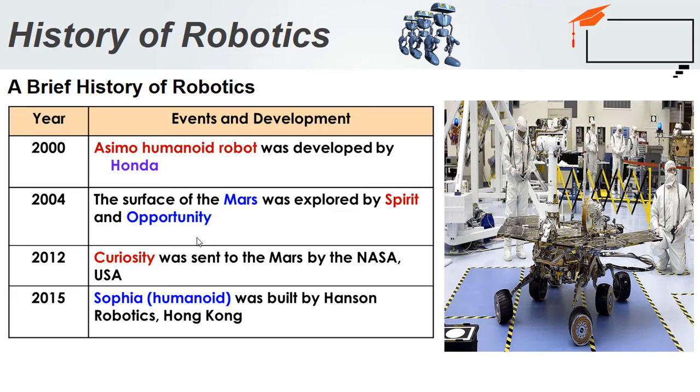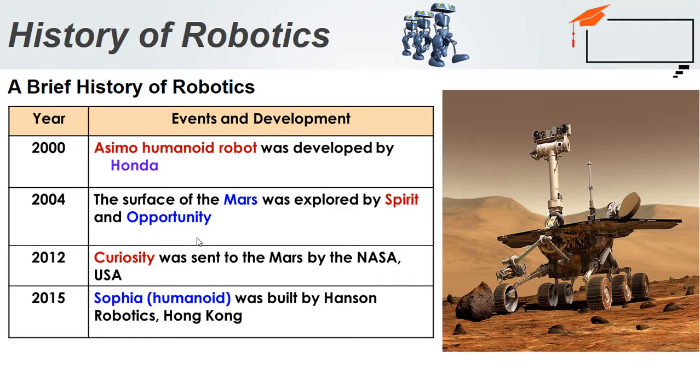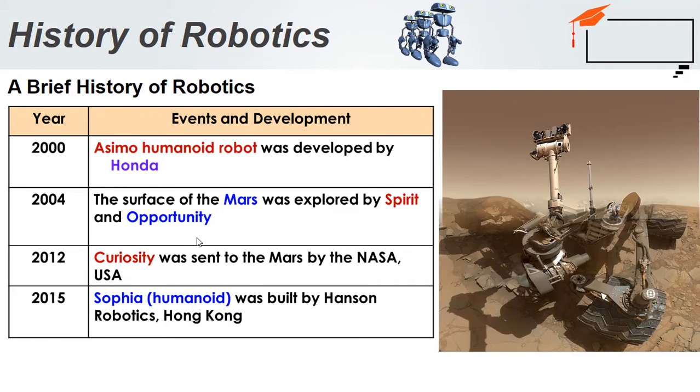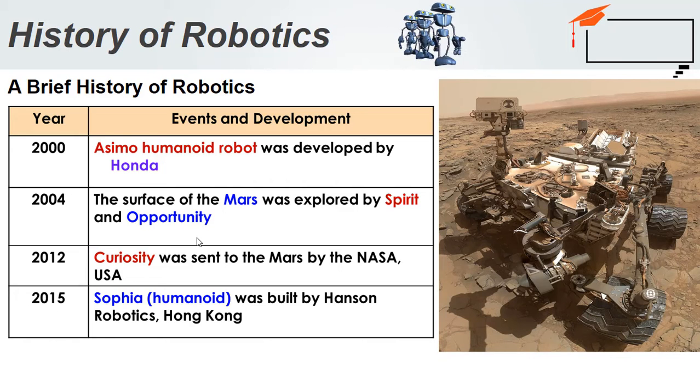lost signals. In 2011, Curiosity, another Mars rover, was sent to space to find any possibility that humans can survive on Mars for future human missions. So this is the Opportunity rover, and this is the Curiosity rover, which was sent in 2011.